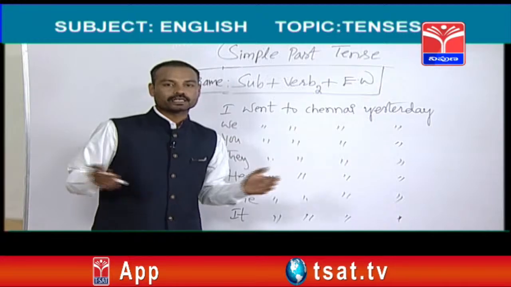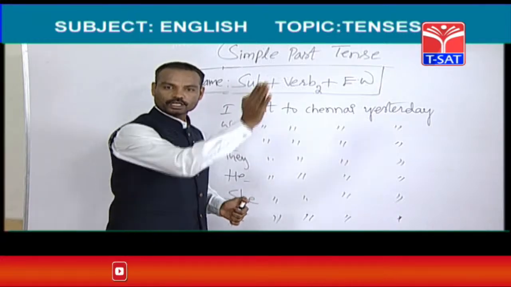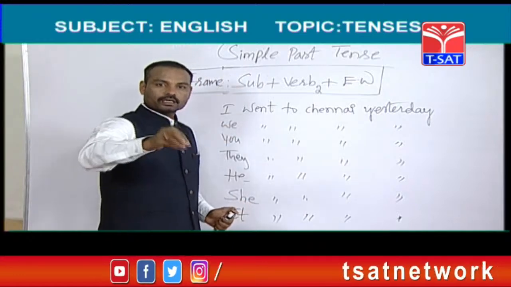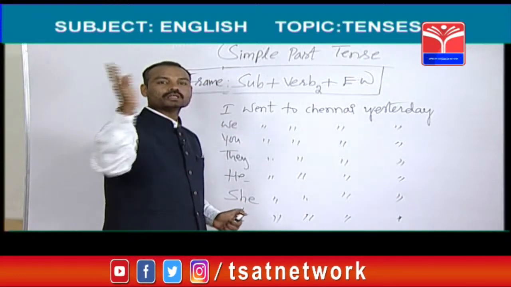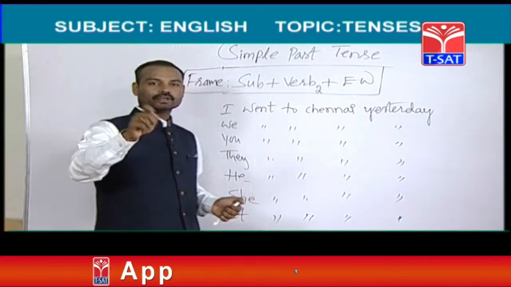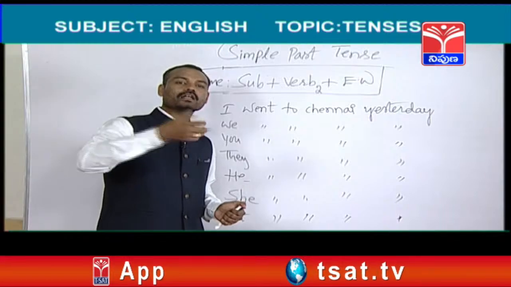I watched a movie yesterday. We watched a movie yesterday. They watched a movie yesterday. He watched a movie yesterday. She watched a movie yesterday. Raju watched a movie yesterday. Rani watched a movie yesterday. Mallesh watched a movie yesterday. Mallesh and Venkat watched a movie yesterday. Like that, we can tell a number of examples.